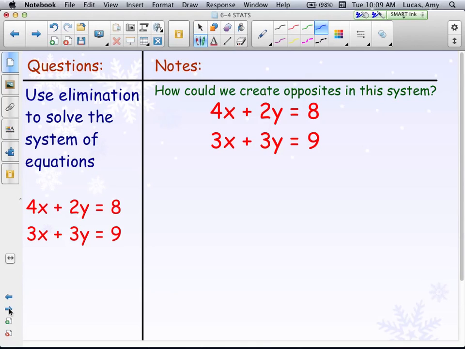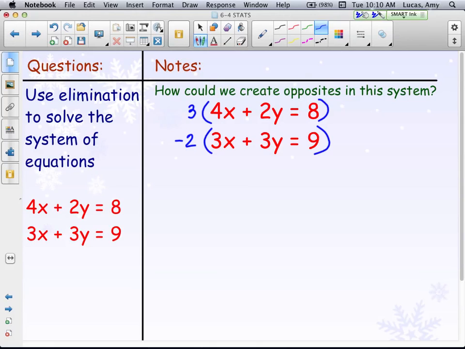So I'm going to eliminate the y's. That means if I multiply the top one by 3, I would need to multiply the bottom one by -2. Remember that they have to be opposites. So basically I took the coefficient of each one, the 2y and 3y, and I flipped them around, but I made sure that one of them ended up with a negative.